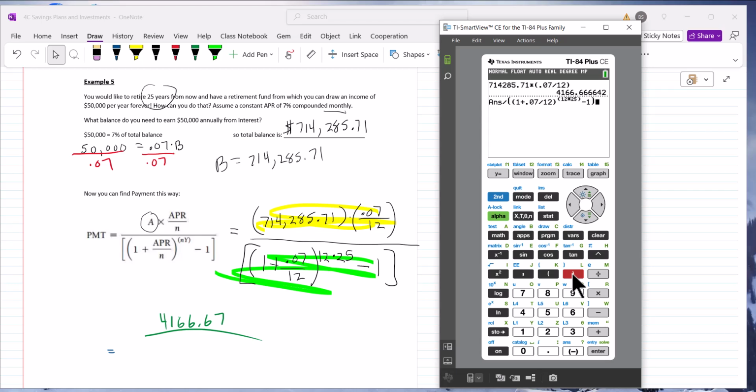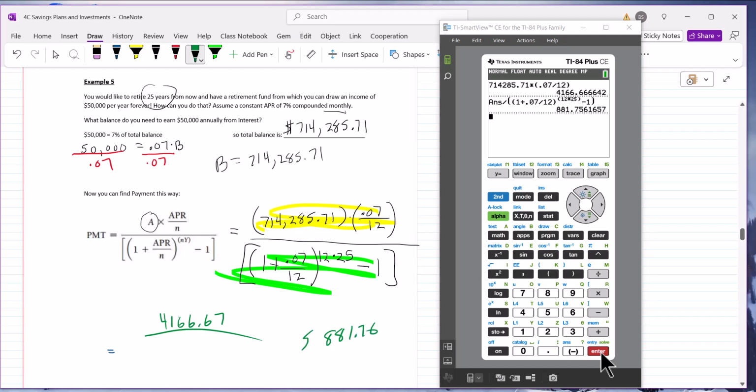Okay, so if you want to do it this way, you can, or you could just record what the answer to that denominator is anyway. So if I put this in, this will give me $881.76. That's the answer to the problem.